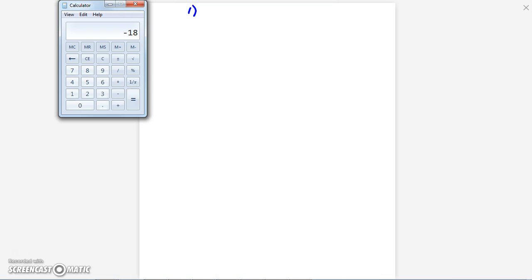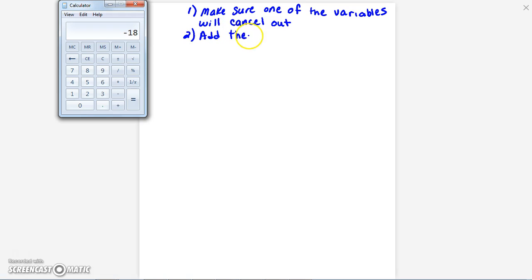Step 1 is make sure one of the variables will cancel out, and this may require that you multiply the entire equation by a factor. Okay. And then 2, add the equations together. And then 3, substitute that variable, solve for the variable left over.